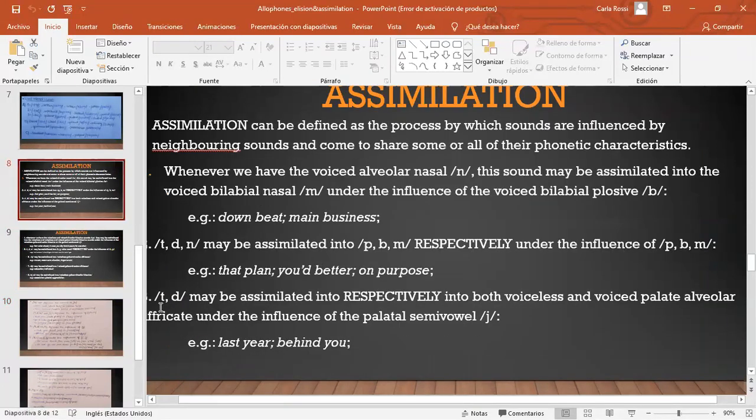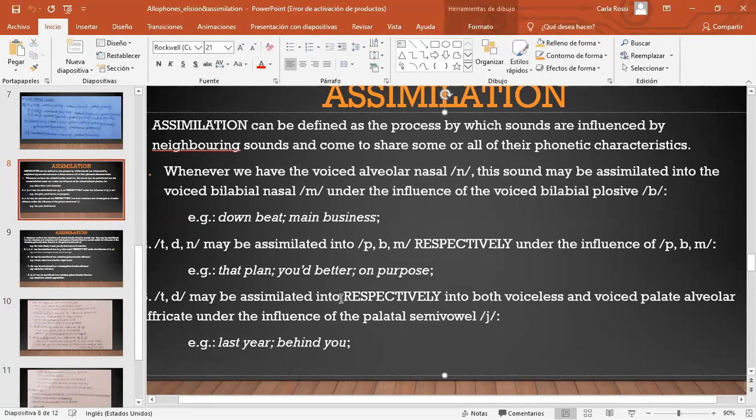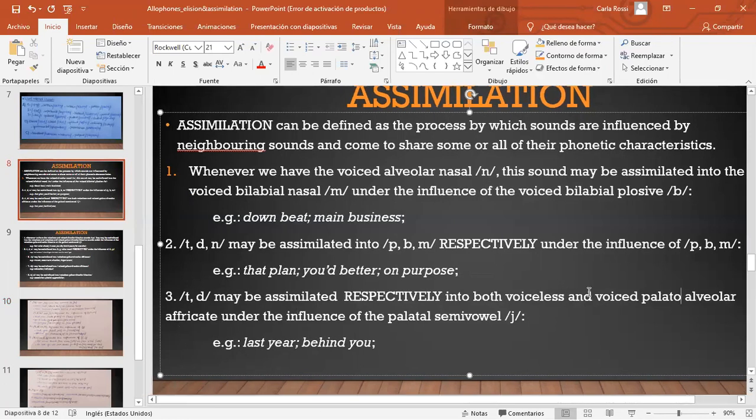Again, voiceless and voiced alveolar plosive, sorry, are assimilated, respectively, into both voiceless and voiced palatal alveolar fricative, affricate, sorry, under the influence of the palatal semivowel.